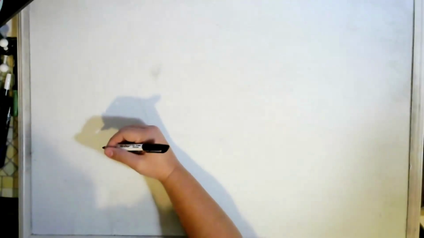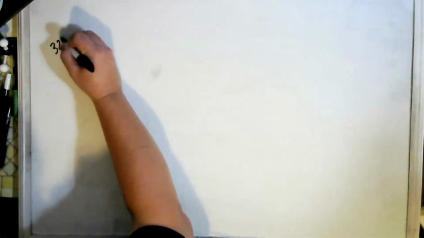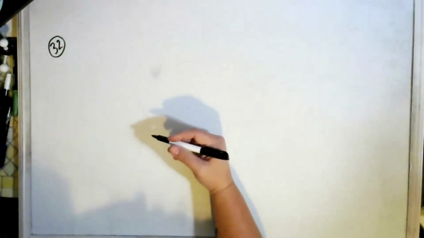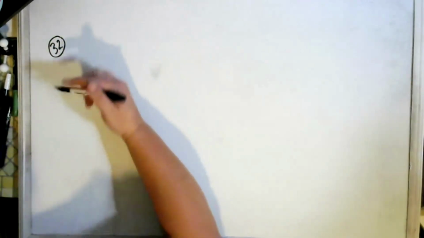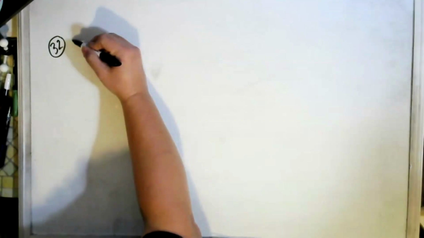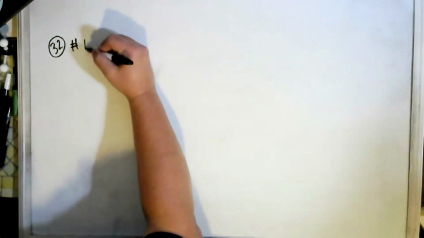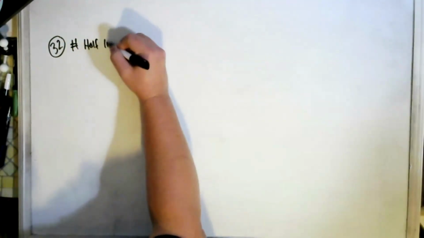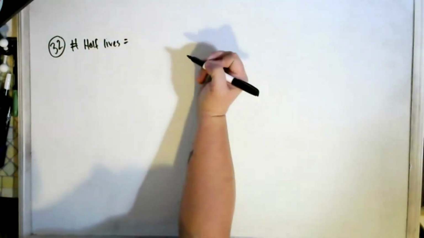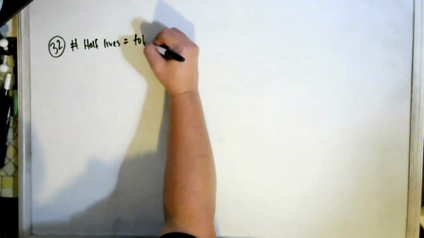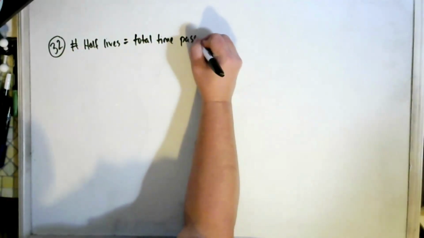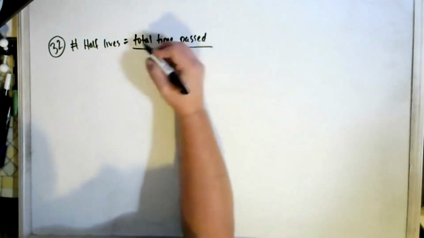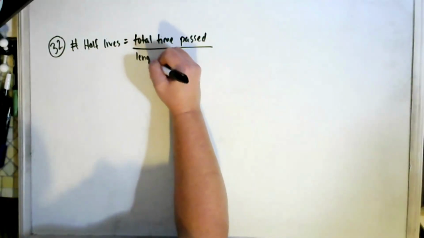Okay, so there are a few ways that you can look at this. There are a few ways you can solve this problem. One way that they talked about in your textbook was you can make yourself a little equation that's basically the number of half-lives is going to equal the total amount of time that's passed divided by the length of your half-life.